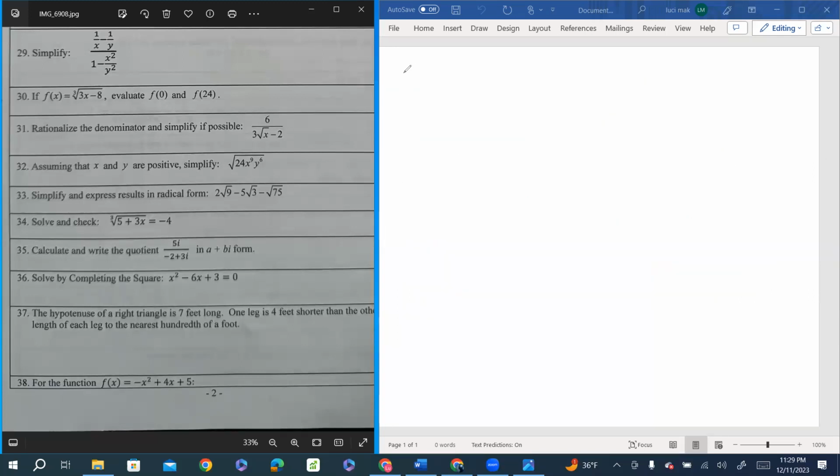Last question on this page, which is 38, I believe. We have f of x, which is equal to negative x squared plus 4x plus 5.